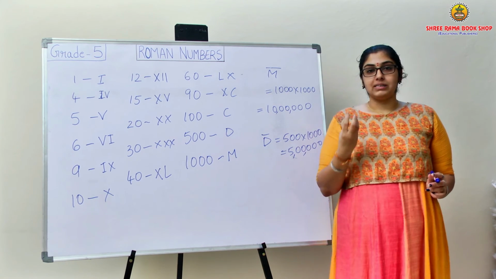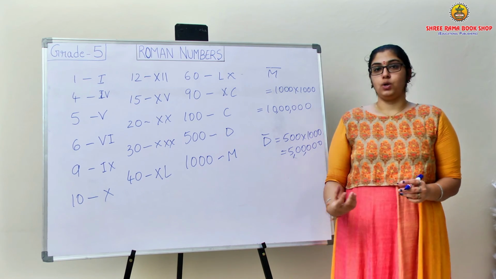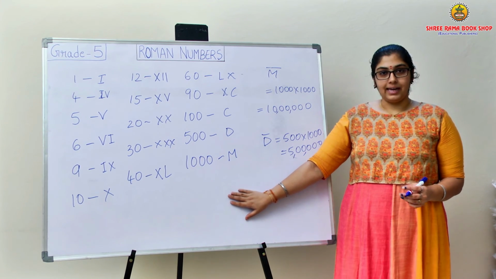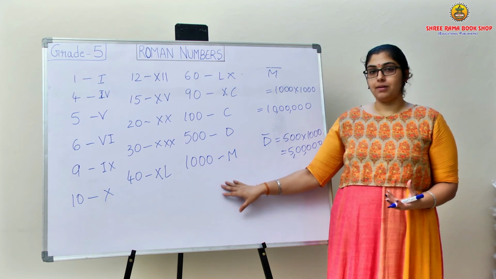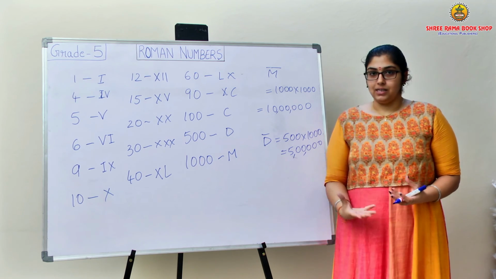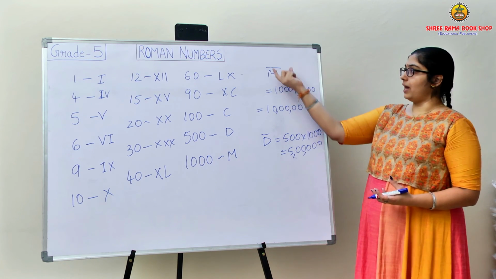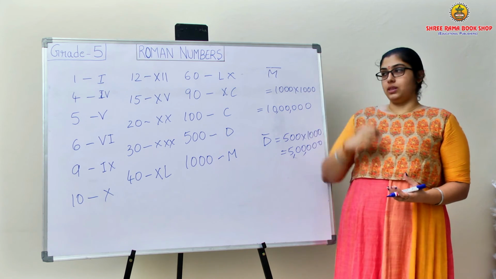There is no symbol or digit 0 in Roman numbers, unlike normal Indian numbers that we use. In Roman numbers there is no digit 0. So instead of using 0, I use a bar which has the value 1000.